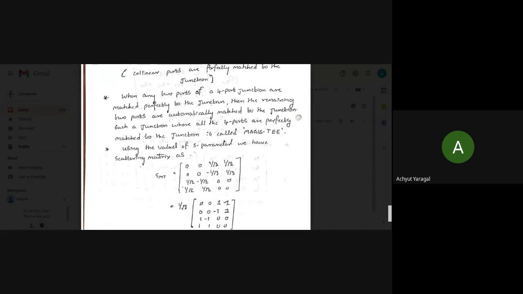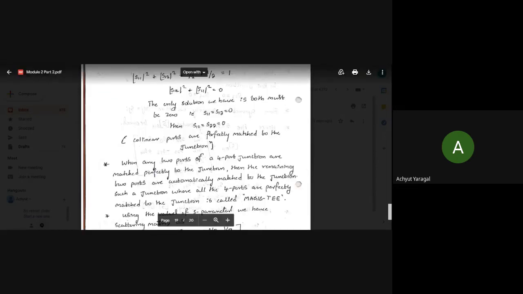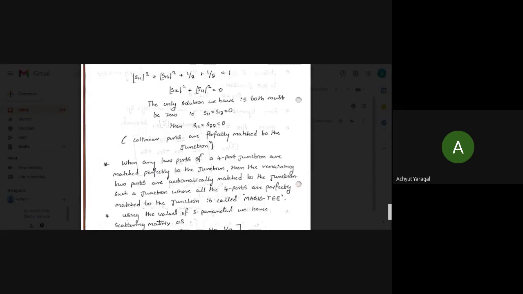Okay, that's why when 2 ports are matched, that means port 3 and port 4 are being matched. Obviously, the other 2 ports are also matched here. That's why it is called a magic T.